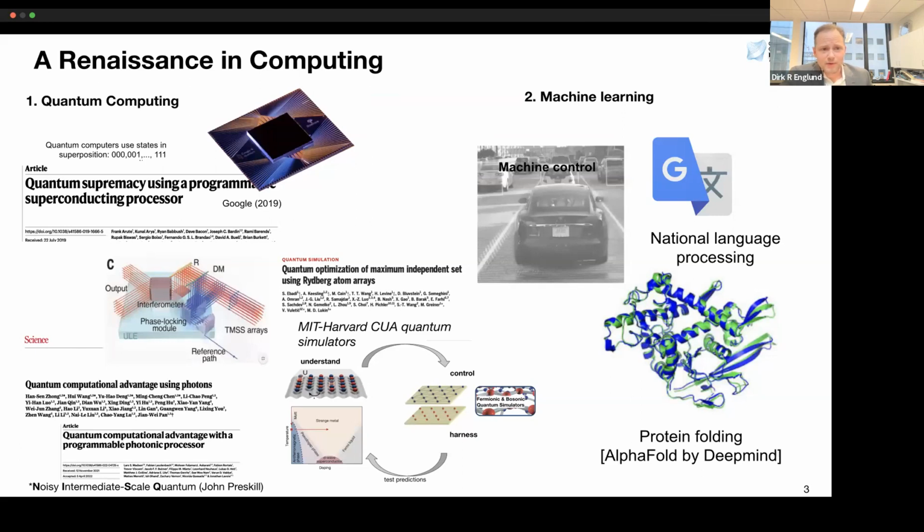The second renaissance in computing that also puts more and more demand on optical systems is the area of machine learning.